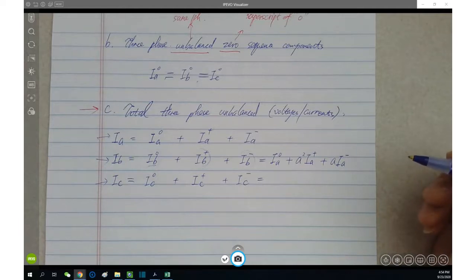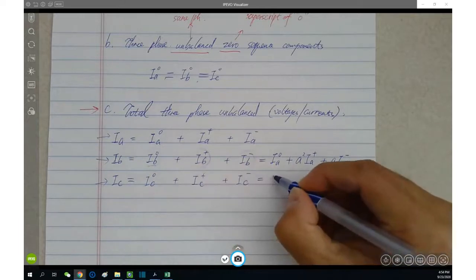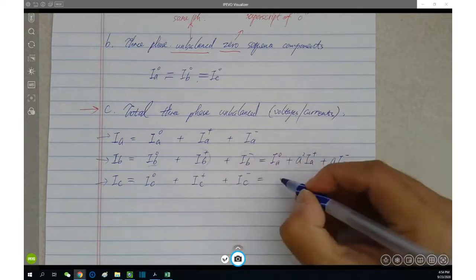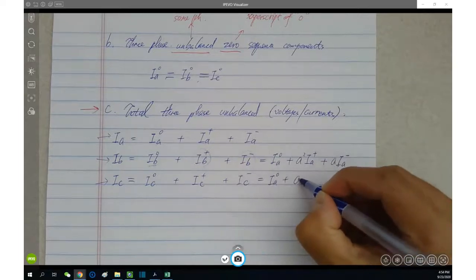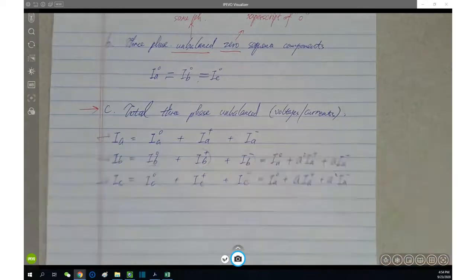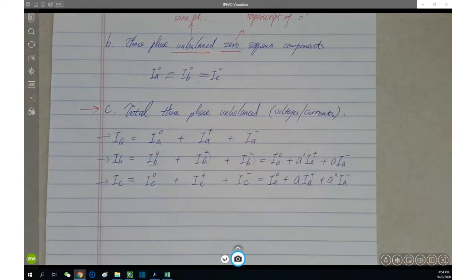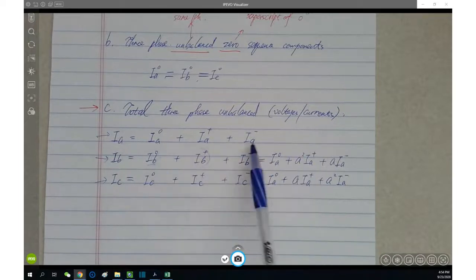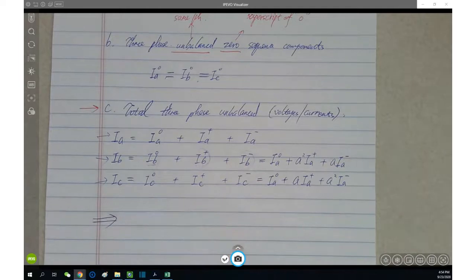Does it make sense? Similarly, in phase C, we write everything in terms of phase A as well. So we end up with this. Does it make sense? So we're expressing the total three-phase current in terms of what? Phase A's three sequence components, right? So let's make it look easier.